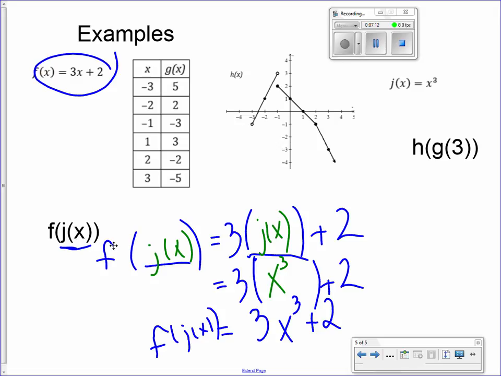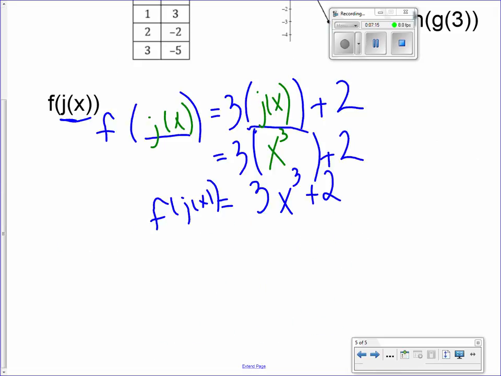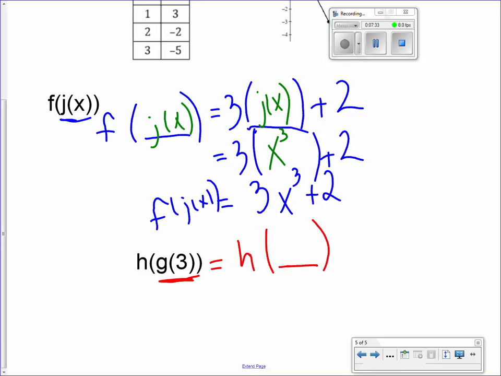The other scenario you might see is instead of an x, you might have a number. So this example is h of g of 3. So it's going to work much the same way. The input is g of 3. So we're going to use that placeholder notation. And I can see from my table that g of 3 is -5. So all I've done is I've replaced g of 3 with the value -5, which I read off the table. And now I want to solve h of -5.